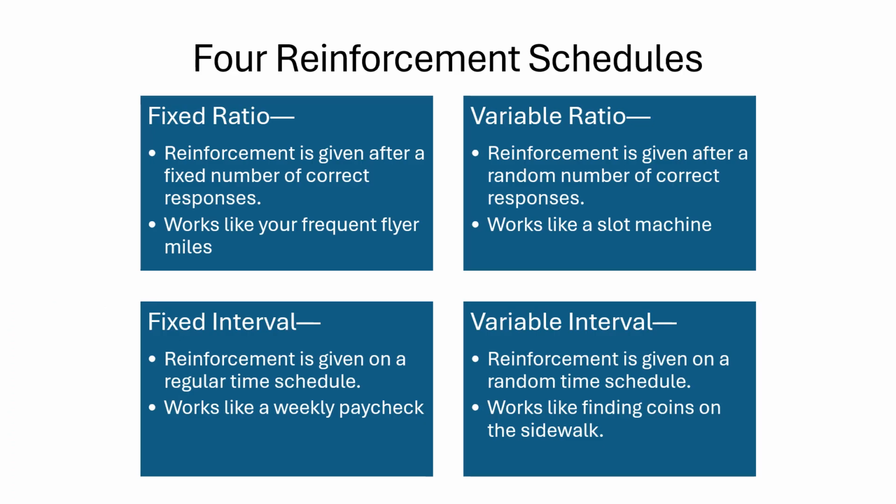Four reinforcement schedules. Fixed ratio. Reinforcement is given after a fixed number of correct responses. It works like your frequent flyer miles. Variable ratio. Reinforcement is given after a random number of correct responses. It works like a slot machine. Fixed interval. Reinforcement is given on a regular time schedule. It works like a weekly paycheck. Variable interval. Reinforcement is given on a random time schedule. Works like finding coins on the sidewalk.